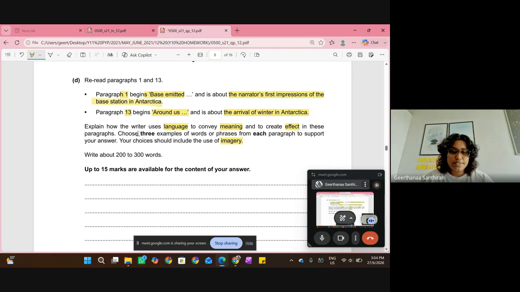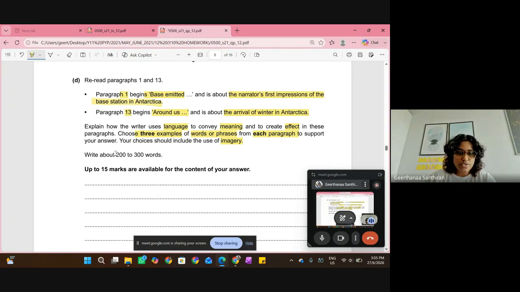3 examples. Words or phrases. So do not give me full sentences. Just give me a special word or a special phrase. So few words, like 4 to 5 words put together, right? So that's words or phrases for each paragraph. So we have 2 paragraphs here. So we need 2 answer paragraphs. So then we would need 6 examples.